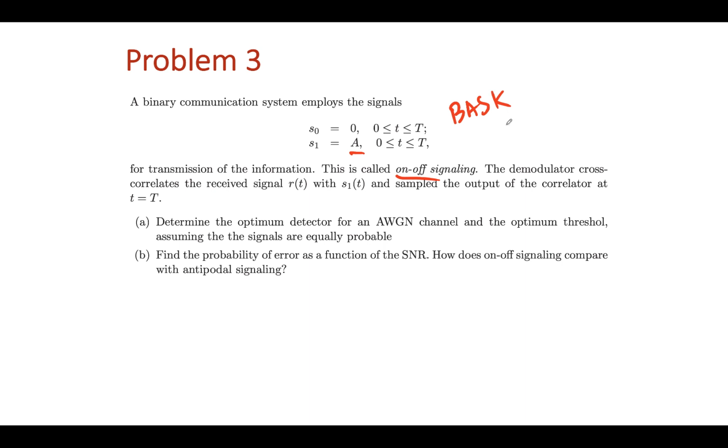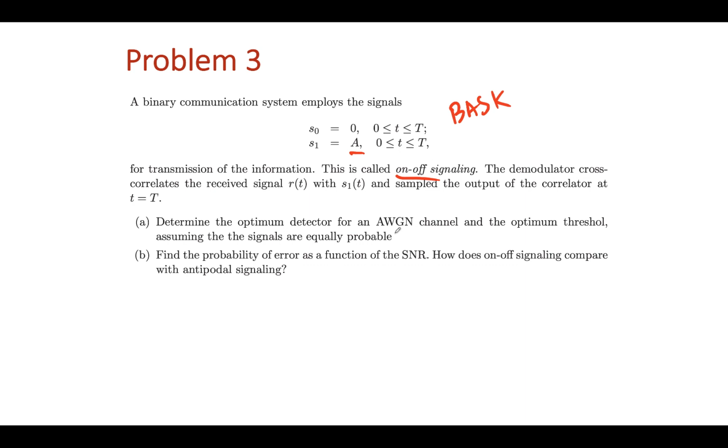Okay, now the demodulator cross correlates the received signal r(t) with s1(t) and samples the output of the correlator at t equal to T. Determine the optimum detector for an AWGN channel and the optimum threshold, assuming that the signals are equally probable, and find the probability of error as a function of the SNR.